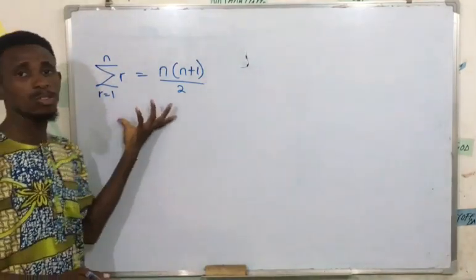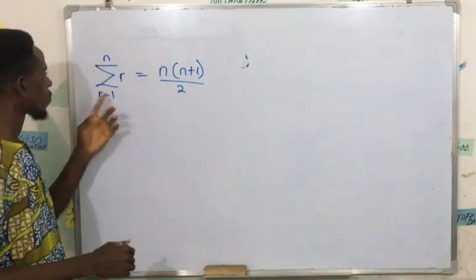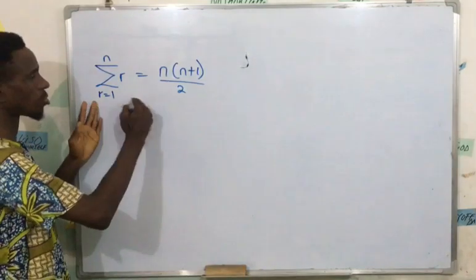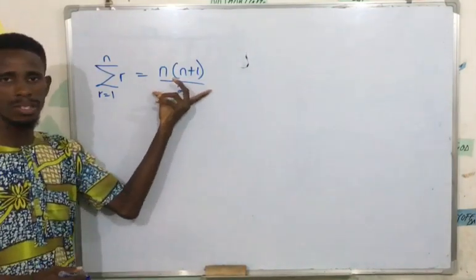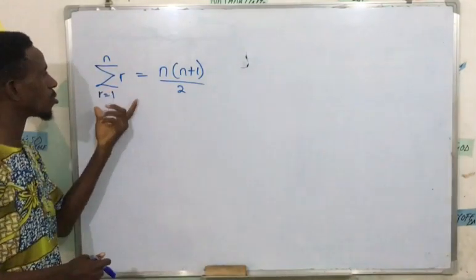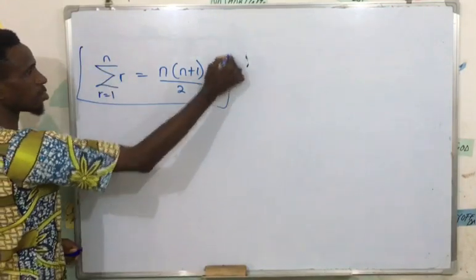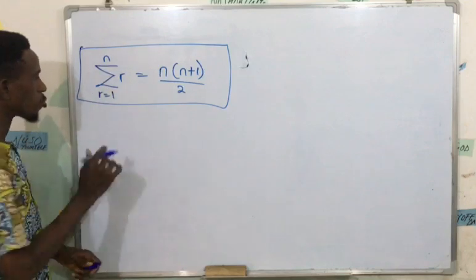Today we'll have something to prove. We're going to prove that the sum of all the natural numbers is going to give me this. This is my plan, this is my aim, this is what I want to get by the end of the day. So this is what I'm going to do.